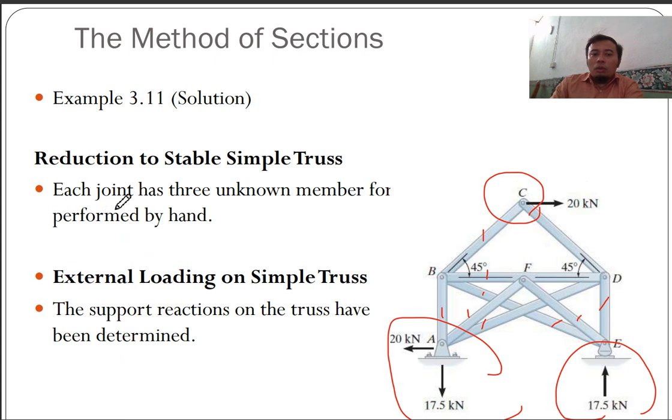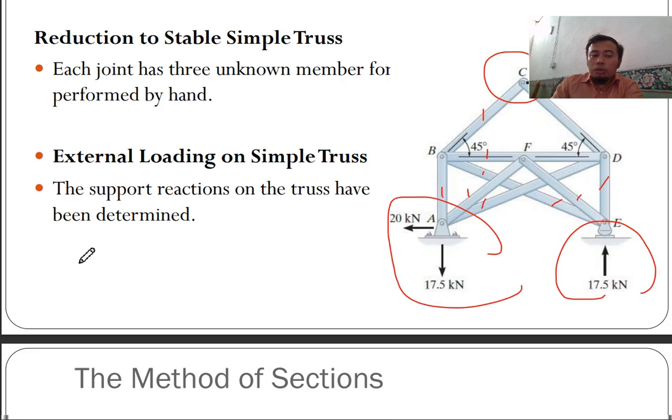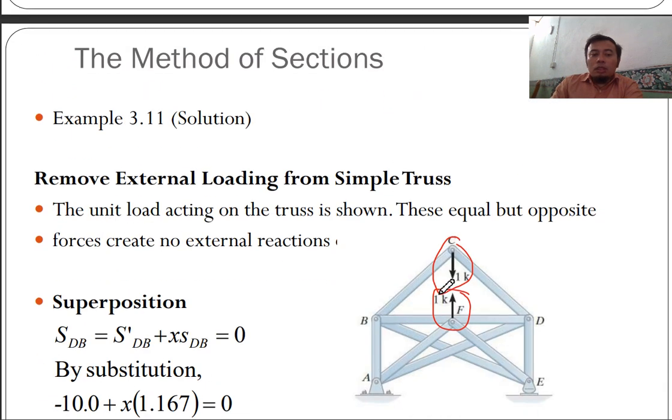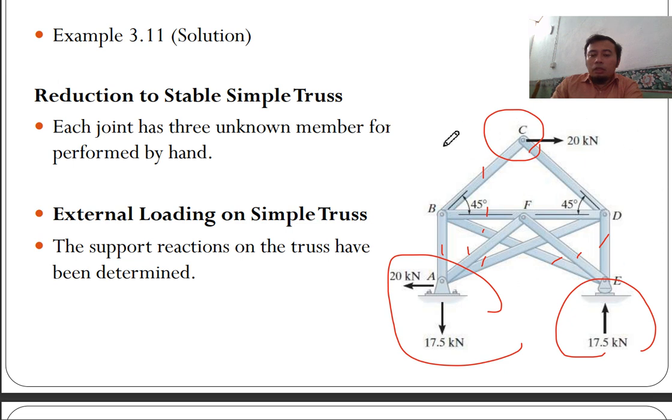Which is still a truss that is stable and simple truss. As shown here, each joint has the unknown, so we reduce. Thus, the truss became like this. Once the truss became like this, you can determine force CB, CD, and so on, because you have one joint having only two members, only two unknown forces. So you can calculate CB, CD, and then you join D and then join B.